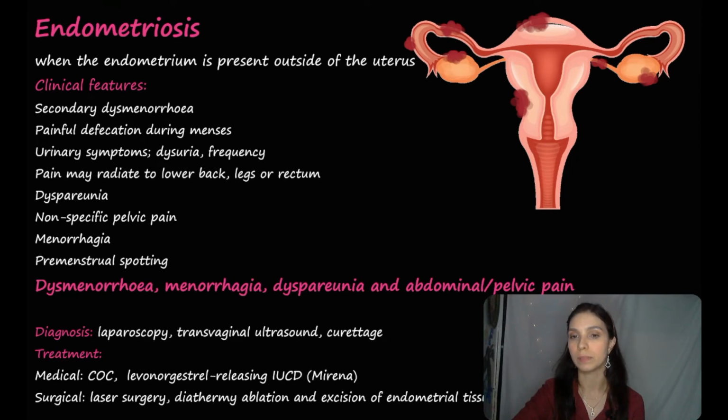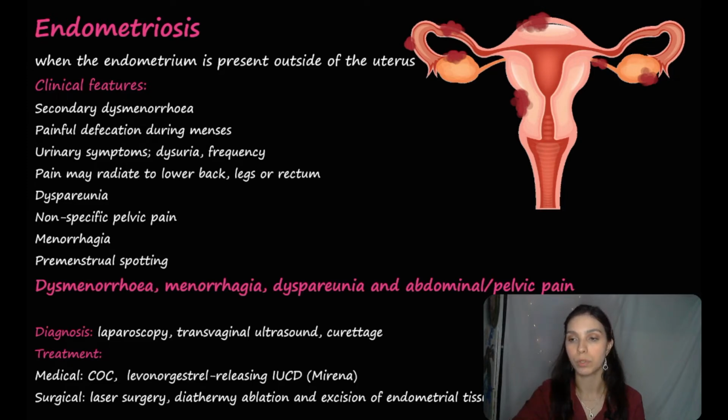Endometriosis is when the endometrium is present outside of the uterus. The average time to diagnosis is 10, maybe even 16 years. There are a lot of clinical features. The main clinical features are dysmenorrhea, menorrhagia, dyspareunia, and abdominal or pelvic pain. The symptoms are dysmenorrhea, infertility, deep dyspareunia, and painful abdominal bloating.